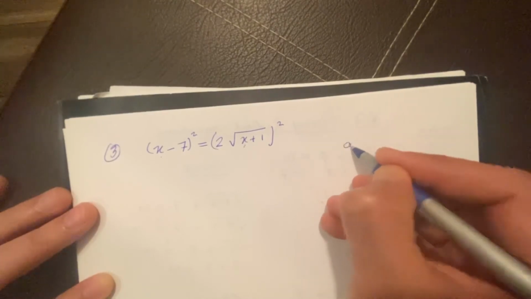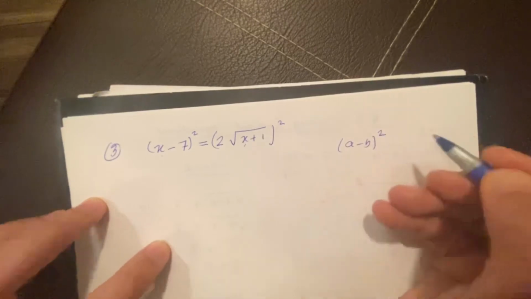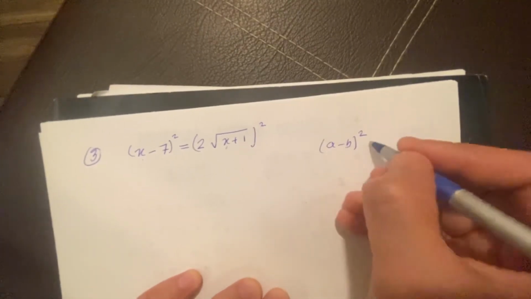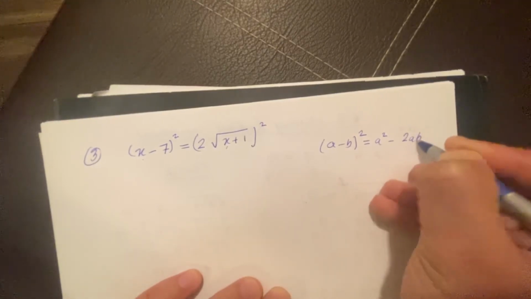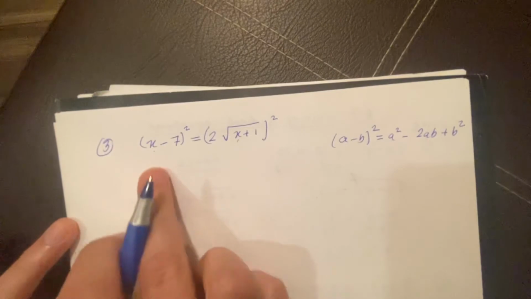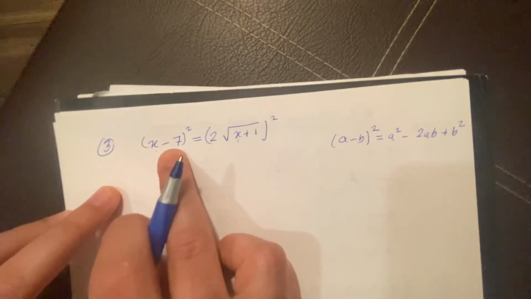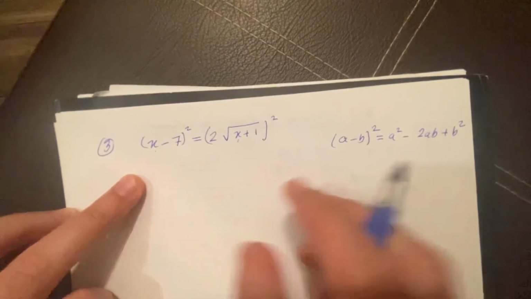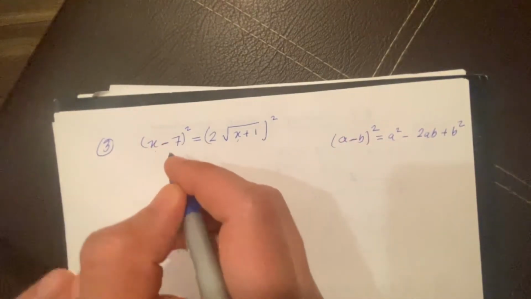squared. So again, if we go back to a formula we did, if we have (a minus b) whole squared, it is a squared minus 2ab plus b squared. So in this case, our a is x and b is just 7, not negative 7, because the negative is already accounted for in the formula. So b is just 7.